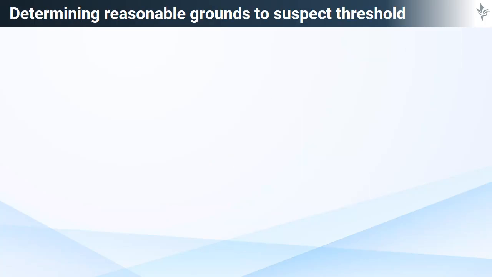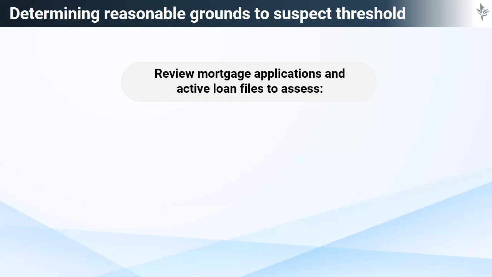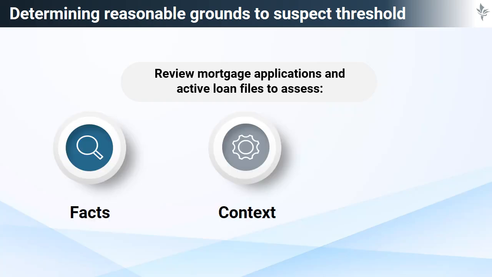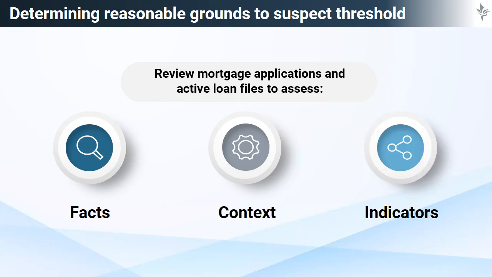Determining if the threshold for reasonable grounds to suspect has been met can be done by using a variety of measures. For example, you can review your mortgage application or an active loan account to assess the facts and context surrounding each transaction, and then determine if there are any indicators that can be linked to your assessment of the facts and context. Let's take a closer look at what is meant by the facts, context, and indicators.